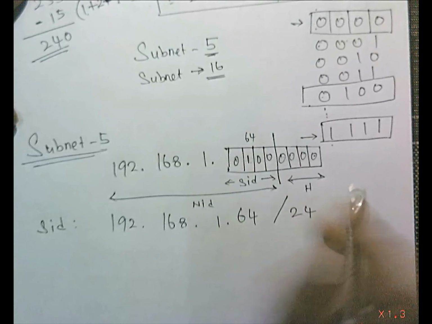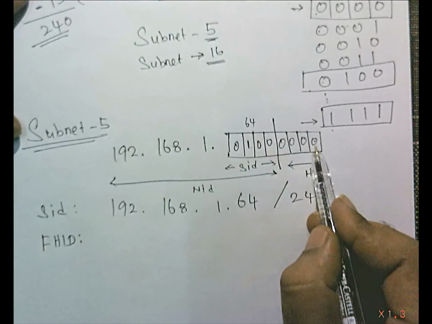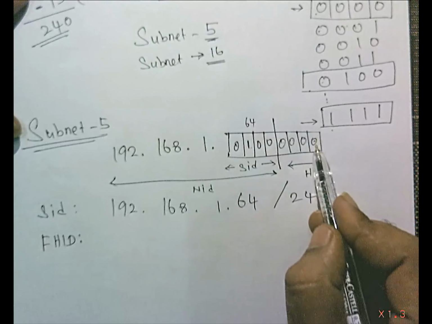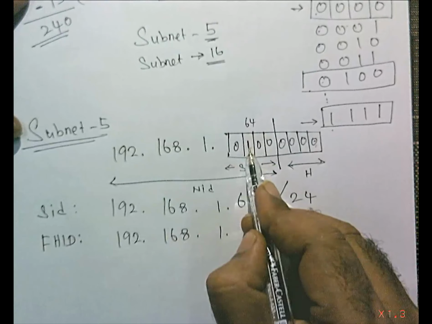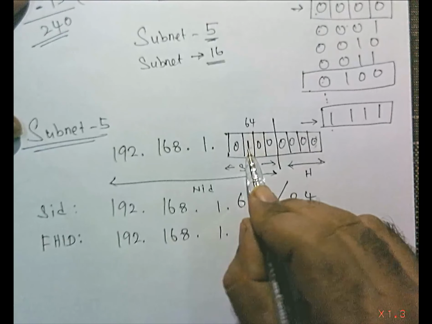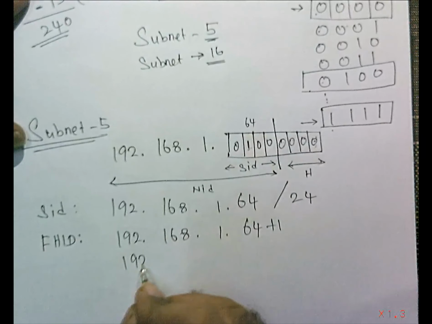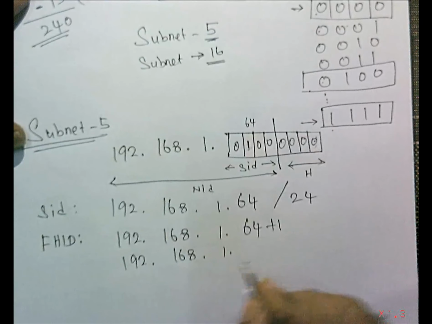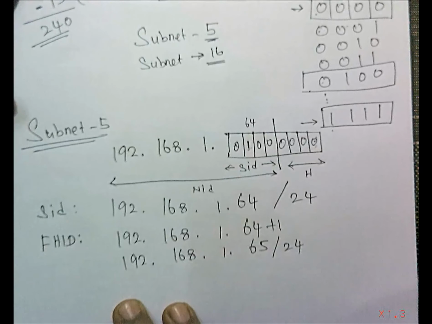Now first host ID. So how to calculate the first host ID? You have to make the last bit 1. If you make the last bit 1, that is going to be your first host ID. So 192.168.1 dot. Already we have 64 here. So I'm going to make the last bit 1. If I make this 1, 64 plus 1, so this is 192.168.1.65, slash 24. So this is going to be your first host ID.